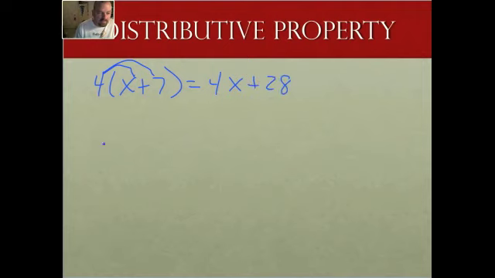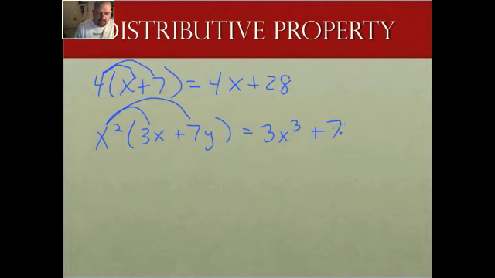No problem. But now we know about how to multiply with monomials, so we can put in something like this: x² times (3x + 7y). The technique is still the same. We multiply this by both. x² times 3x is going to give us 3x³. x² times 7y is going to give us 7x²y. Nothing to combine there.